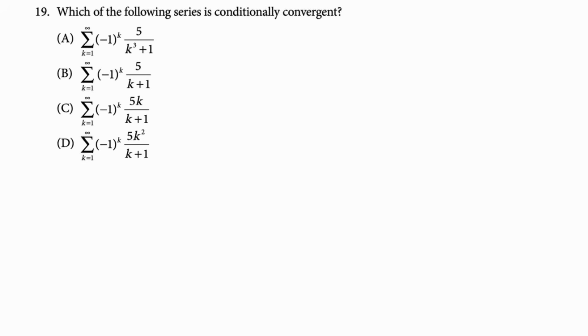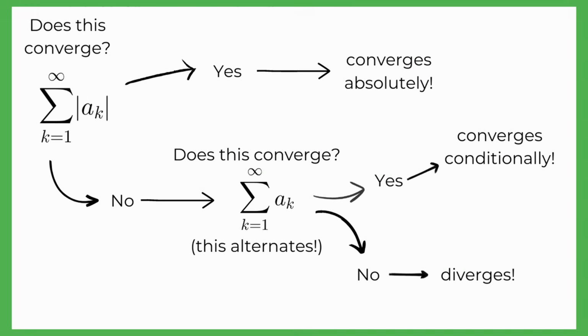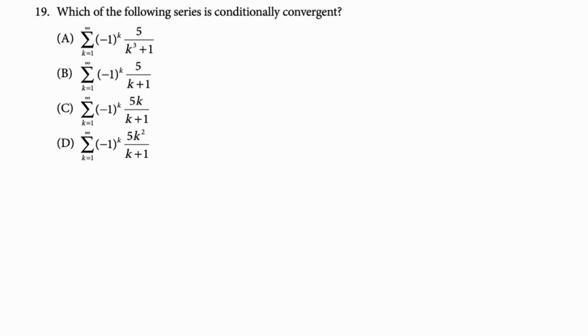Number 19, which of the following series is conditionally convergent? So conditional convergence is kind of a weird idea. The first thing that you do is you look at the absolute value of the nth term and you see if that series converges. If that converges, you say converges absolutely. If that doesn't converge, you're not done. Then you basically just apply the alternating series test and you see if the series converges the way it was given to you. If it doesn't converge when you take the absolute value, but it does converge when it alternates, then it is conditionally convergent.